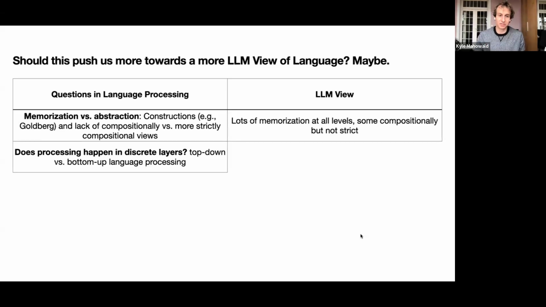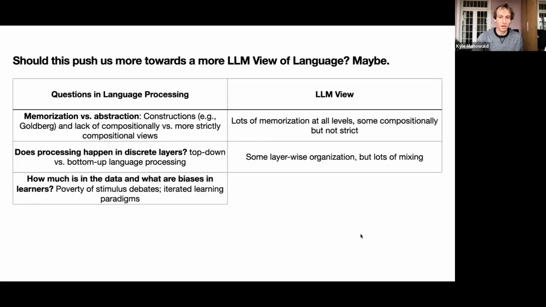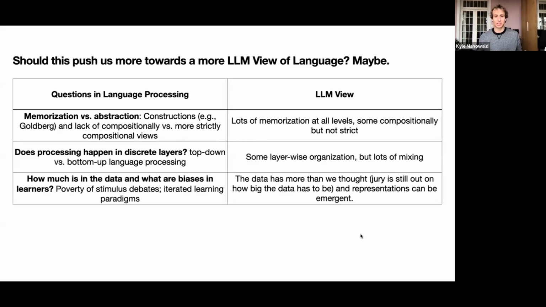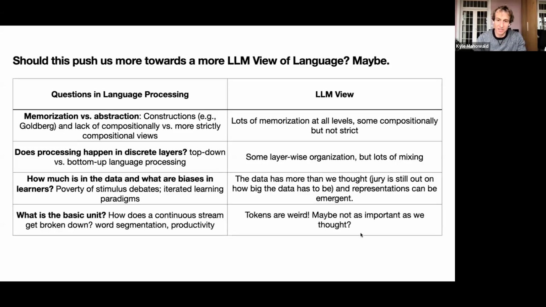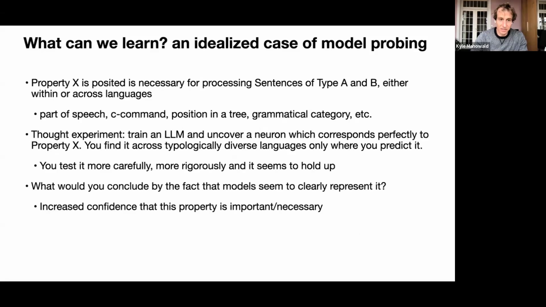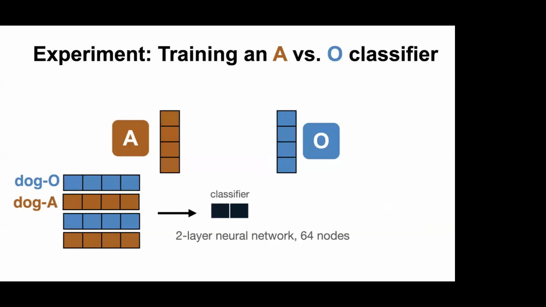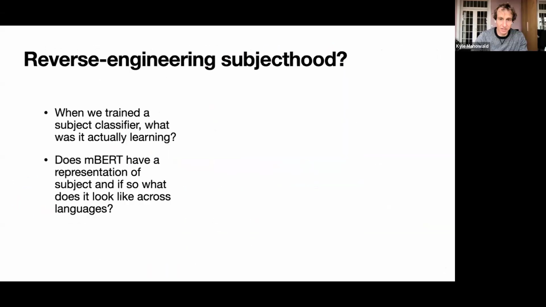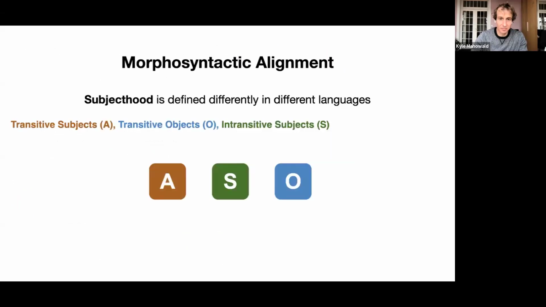Does processing happen in discrete layers? Language models do a lot of mixing. There are some layer-wise effects, but there's also a lot of mixing that happens. There are questions which we can come back to about how much is in the data, what are the biases and disorders, what's the basic unit, and so on. I just want to skip ahead in the interest of time. So let me just skip this section. I can come back to that later.